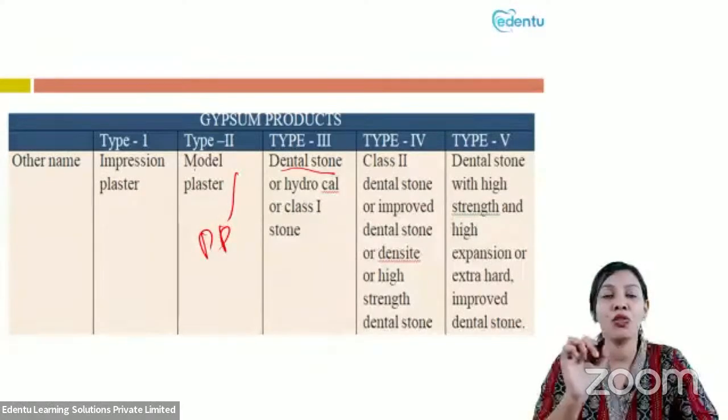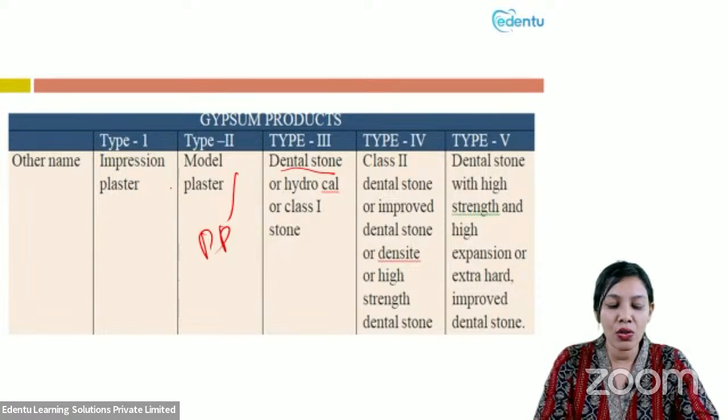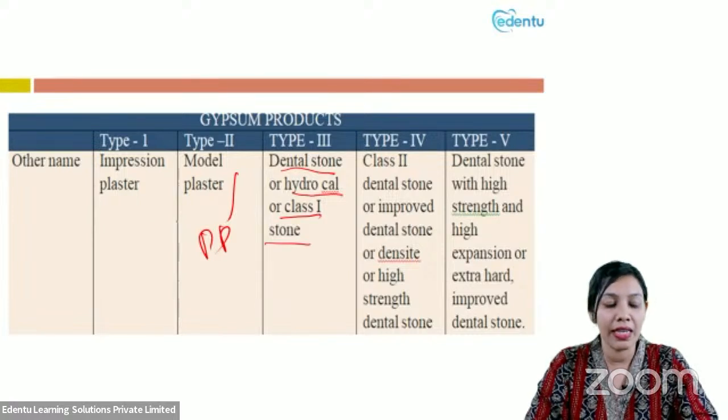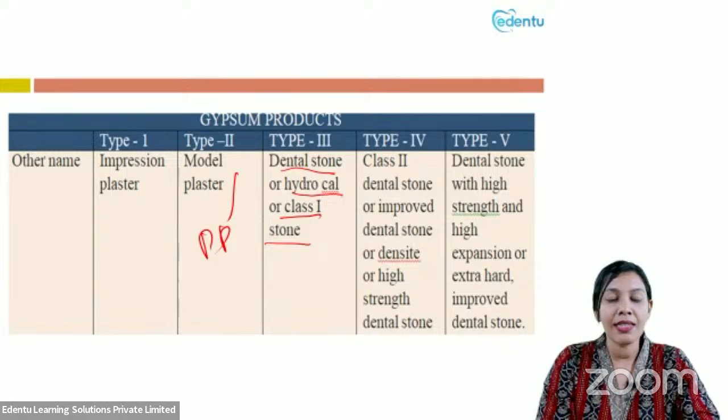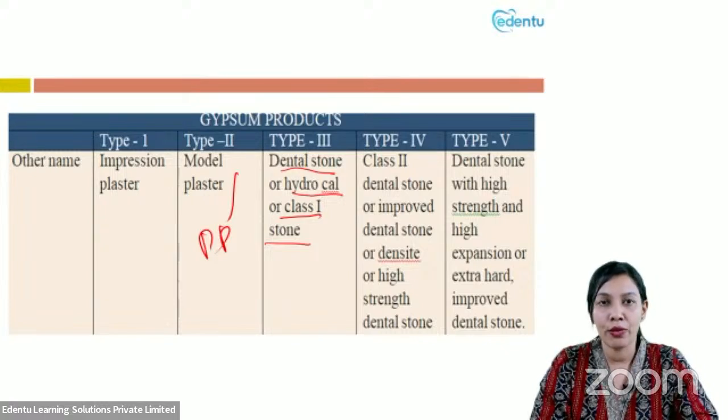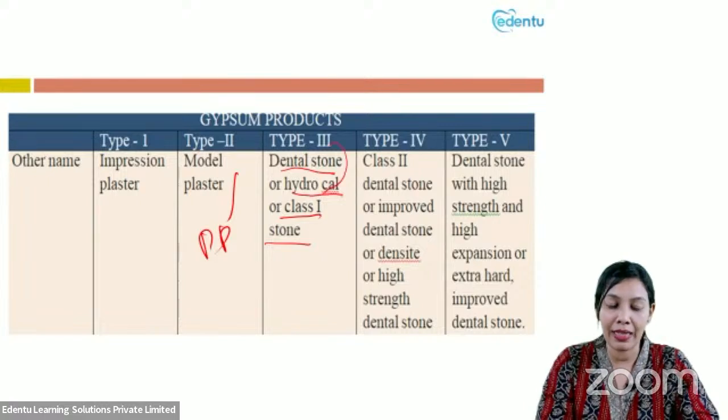We used to use it in ortho and all for pouring the cast, that is green in color, dental stone. It is also called hydrocal and also called class 1 stone. Please don't get confused with these both. The other is type 1, type 2, type 3, type 4, type 5. Here we start with class 1, which is the type 3 dental stone, which is actually green in color.